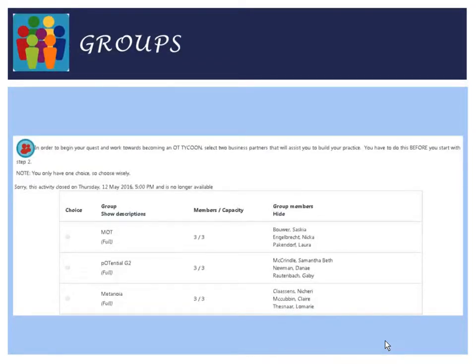So I've taken a more collaborative learning approach for my game. They need to select group members. I've kept the groups quite small. It's 3 people per group. And within that group, they then take on the learning activities together.